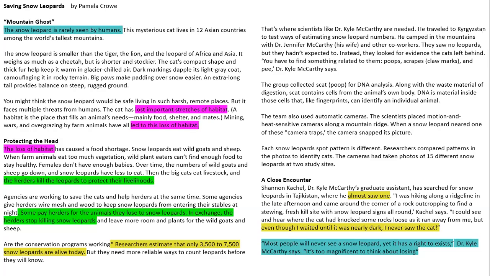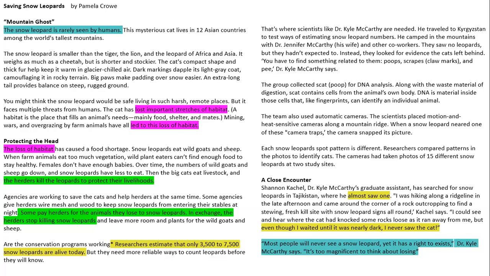The snow leopard is smaller than the tiger, the lion, and the leopard of Africa and Asia. It weighs as much as a cheetah, but is shorter and stockier. The cat's compact shape and thick fur help keep it warm in glacier-chilled air. Dark markings dapple its light gray coat, camouflaging it in rocky terrain. Big paws make padding over snow easier. An extra long tail provides balance on steep, rugged ground.